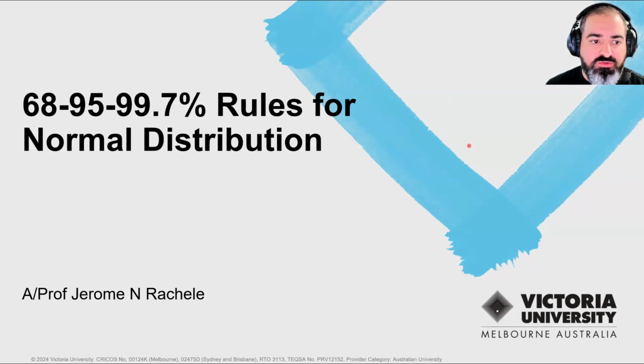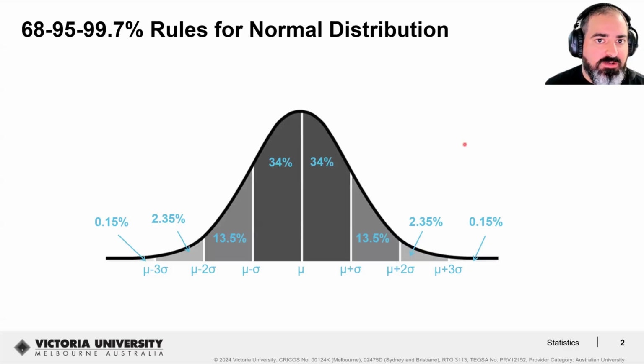I want to talk about the rules for a normal distribution and how they can be useful for us. So just to rehash what they are, this is an approximately normal distribution. We've got mu for the mean, it's a population mean. And then we've got mu plus sigma, so that's one standard deviation above the mean, two standard deviations above the mean, and then on the other side, one standard deviation below the mean, two below the mean, etc.